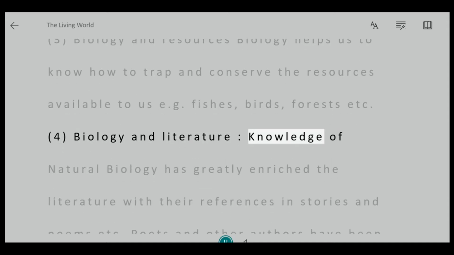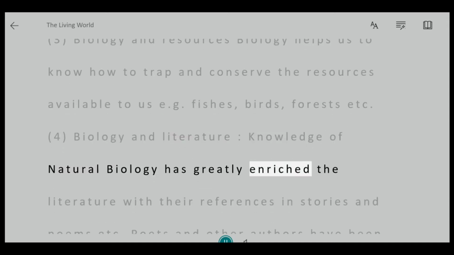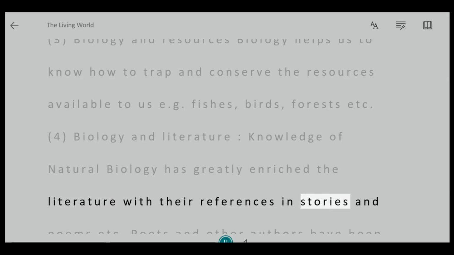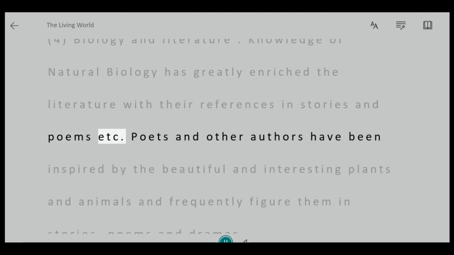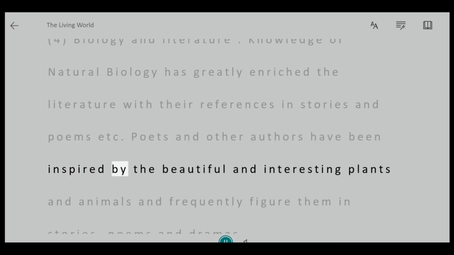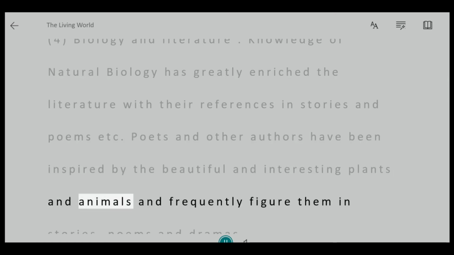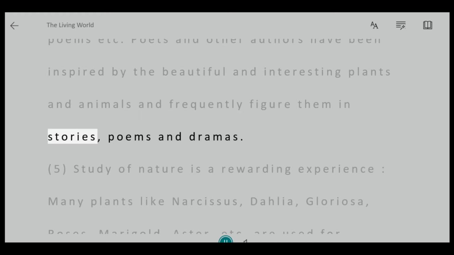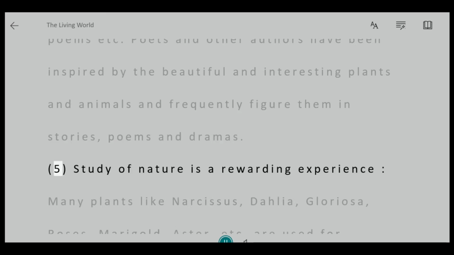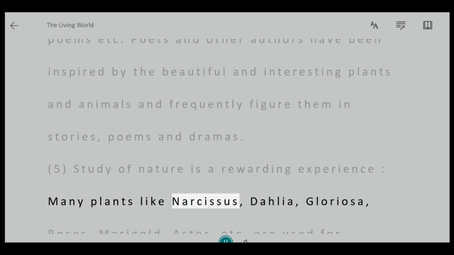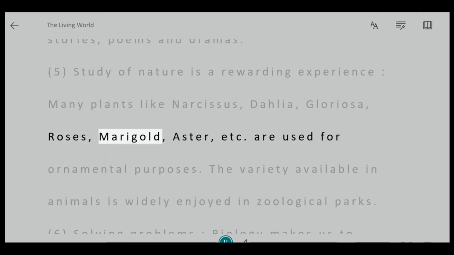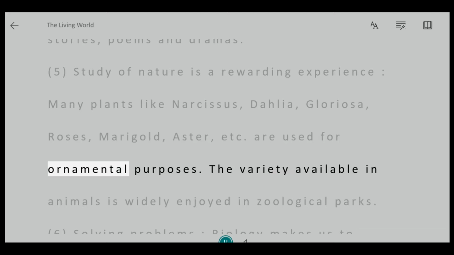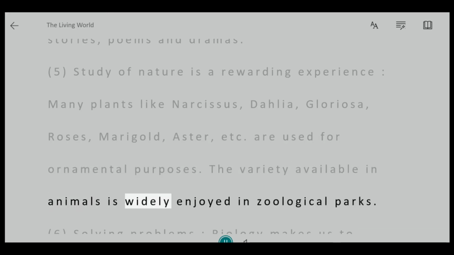4. Biology and literature. Knowledge of natural biology has greatly enriched literature with references in stories and poems, etc. Poets and other authors have been inspired by the beautiful and interesting plants and animals and frequently figure them in stories, poems, and dramas. 5. Study of nature is a rewarding experience. Many plants like narcissus, dahlia, gloriosa, roses, marigold, aster, etc. are used for ornamental purposes. The variety available in animals is widely enjoyed in zoological parks.